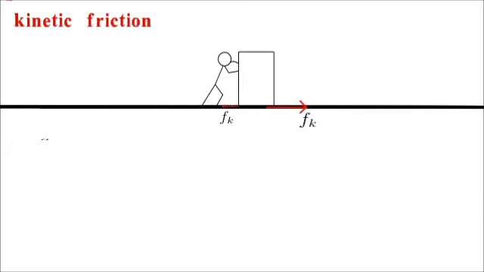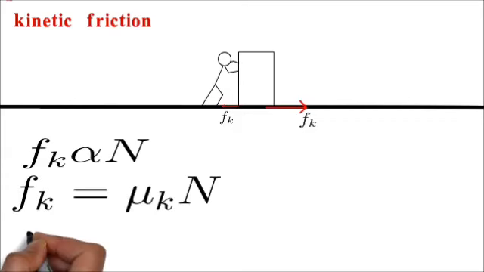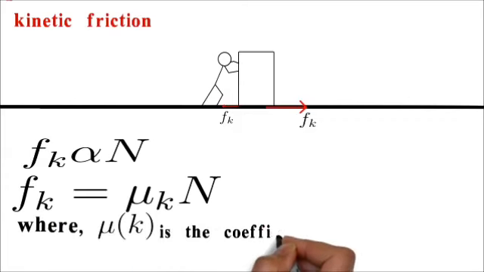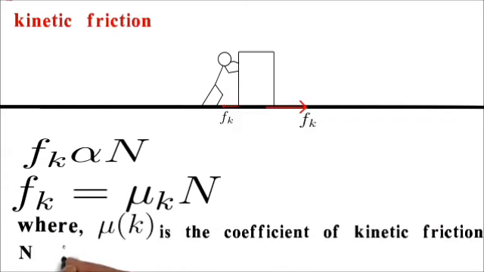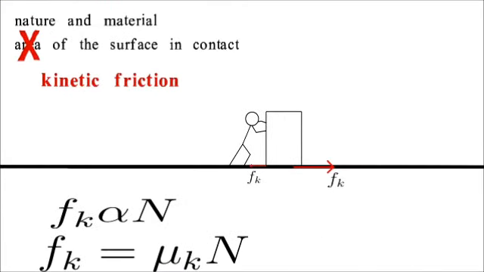The magnitude of kinetic friction is proportional to the normal force between the two bodies. This force can be given by this equation. Kinetic friction Fk is equal to mu k times N, where mu k is the coefficient of kinetic friction and N is the normal. The kinetic friction is dependent upon the nature and material of the surfaces and independent of the area of the surface in contact.